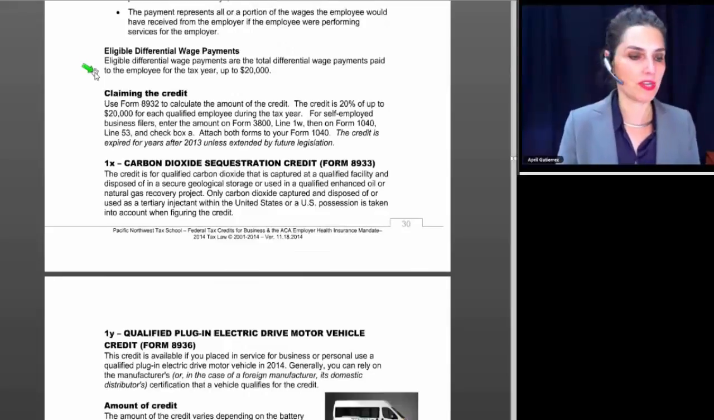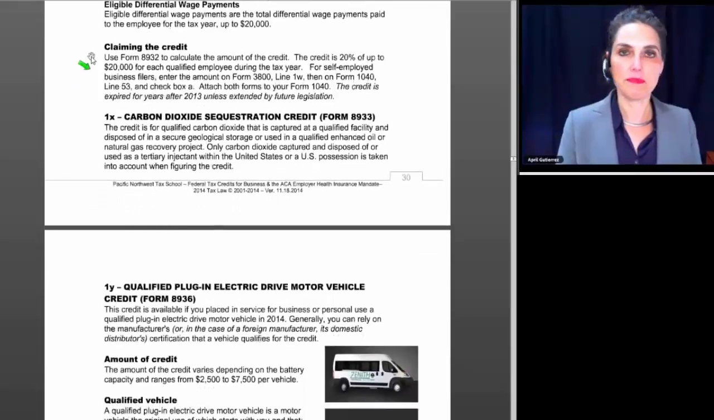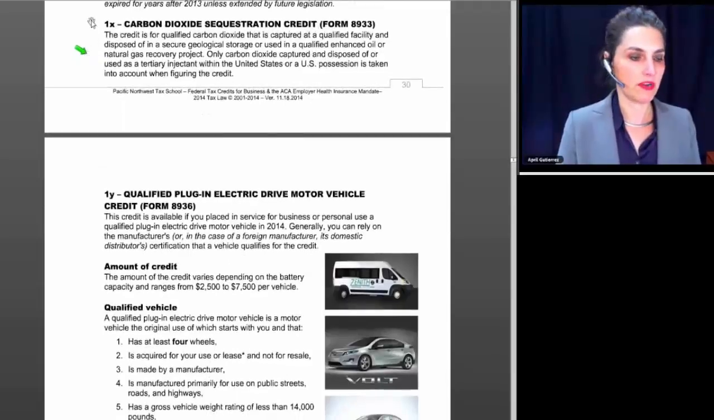Eligible differential wage payments. The eligible differential wage payments are the total differential wage payments paid by the employer to the employee for up to $20,000 for the tax year. Claiming the credit, you claim the credit by completing Form 8932 and then, of course, carry it over to line 1W of Form 3800 and then on to the 1040 or the corporate return that you are preparing.